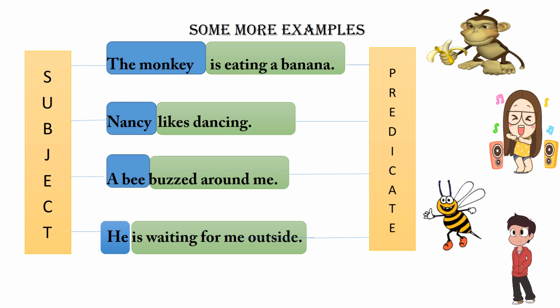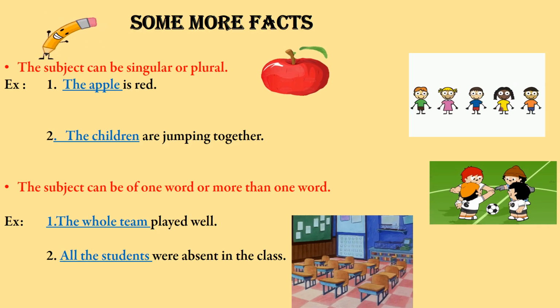So here, what's the subject? Yes, a bee is the subject. Buzzed around me is the predicate. He is waiting for me outside. In this sentence, he is the subject. Is waiting for me outside is the predicate. Let's learn something more about subject and predicate.